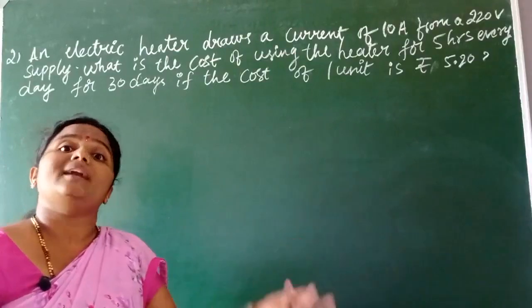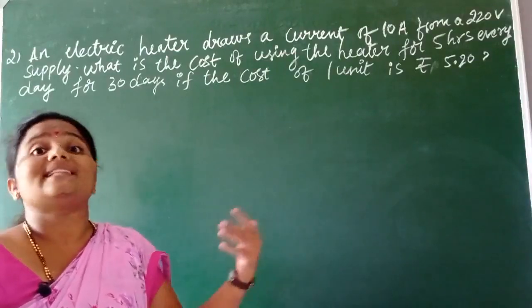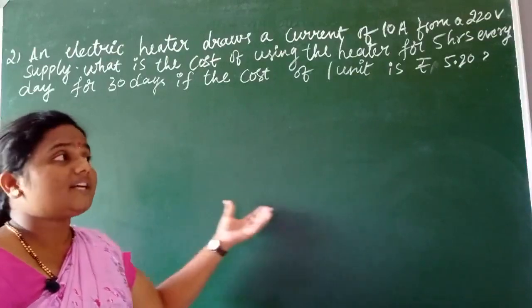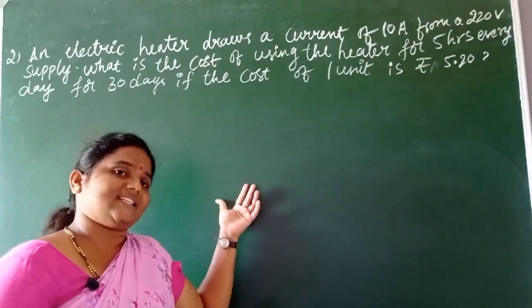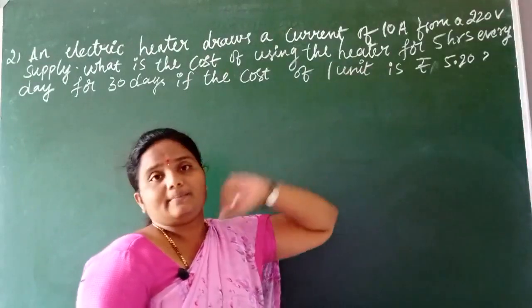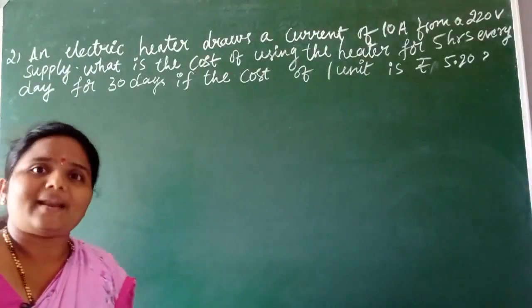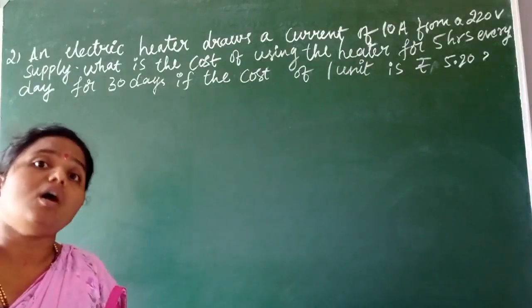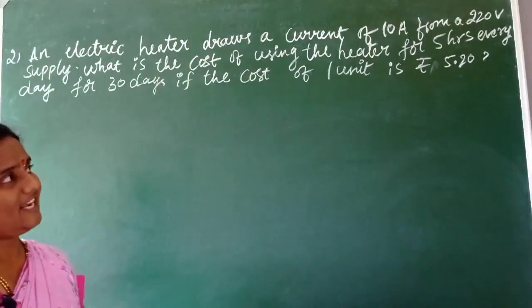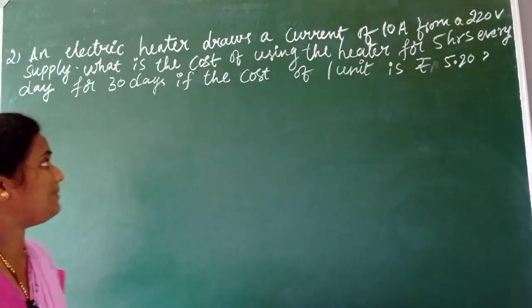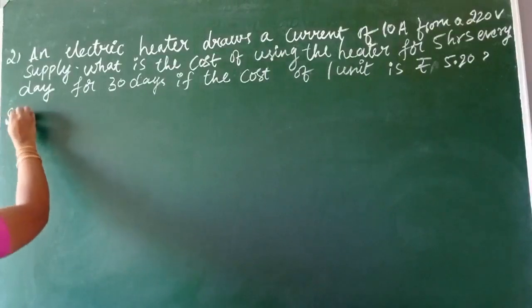We will get energy consumption per day. That we have to multiply for 1 month, means 30 days we have to multiply. There we will get energy consumption for 30 days. And the cost of 1 unit is what? 5 rupees 20 paisa. We have to multiply that. We will get the cost for the energy consumption for 30 days. Okay, let us solve step by step, children.